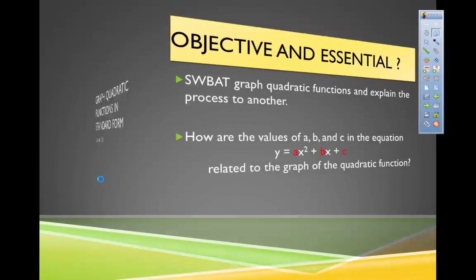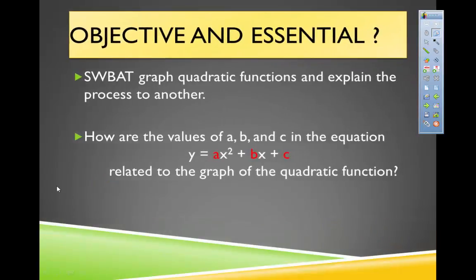Lesson 1.1. So our objective, you don't have to write these down unless you want to. Students will be able to graph these things, and you want to be able to explain the process to another. What I want you to be able to do is know it well enough so that you could explain it to your friend if they're absent. Usually if you know it well enough, you can explain it to someone else.